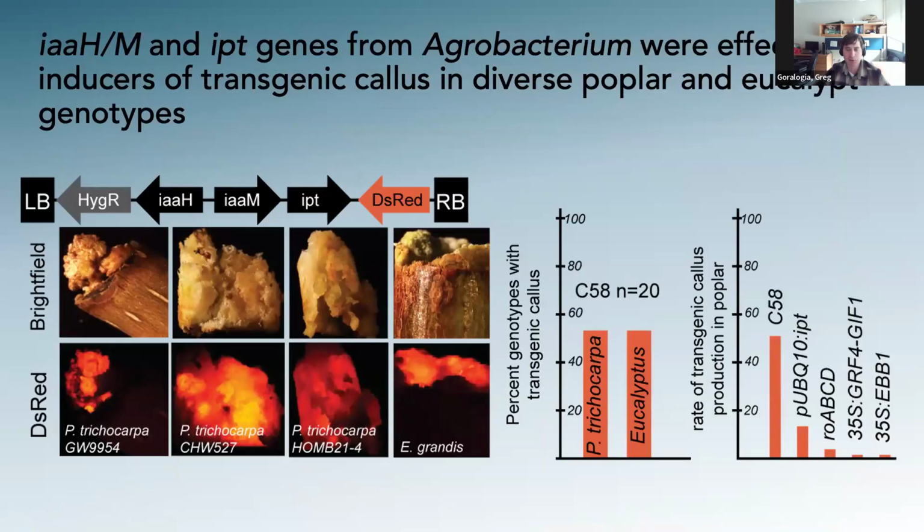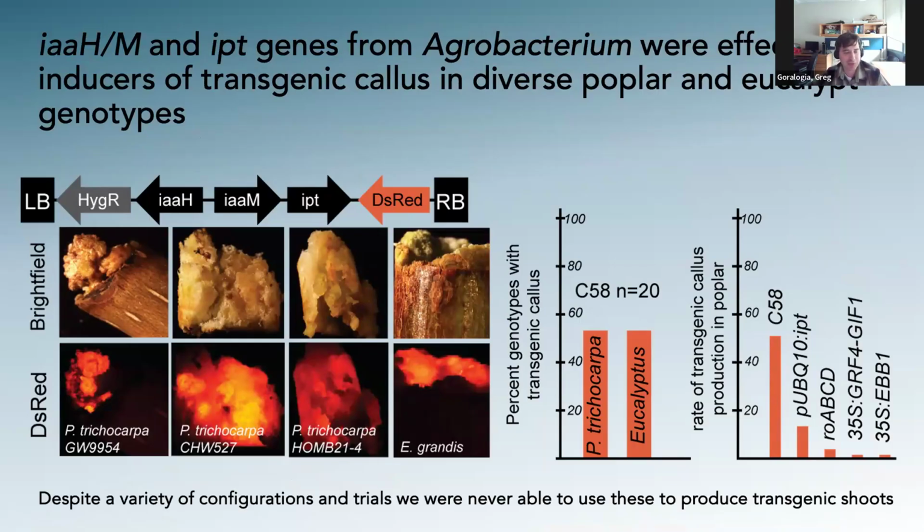And we could get reliable transgenic tissue development in a variety of different genotypes, about half of them in both Trichocarpa and eucalyptus. Sorry, I think there's a train passing by. Hope it doesn't get bad. But we could really never get transgenic shoots in the system.